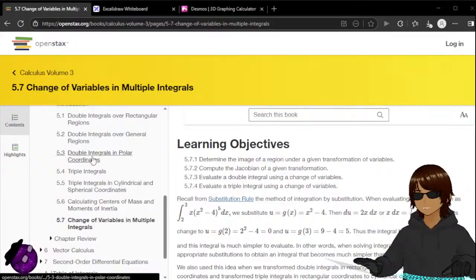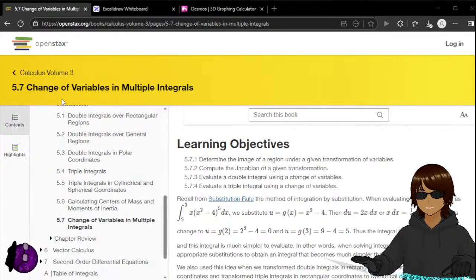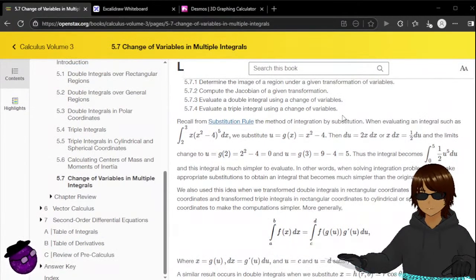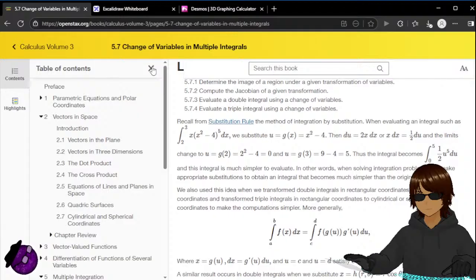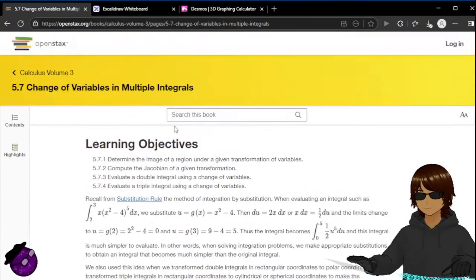Yeah, so last stream I read about the center of mass and moments of inertia. This stream I'll be learning about change of variables in multiple integrals. So this is just going to be this chapter.